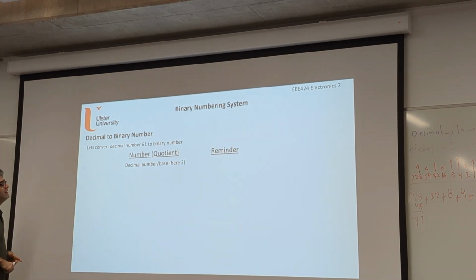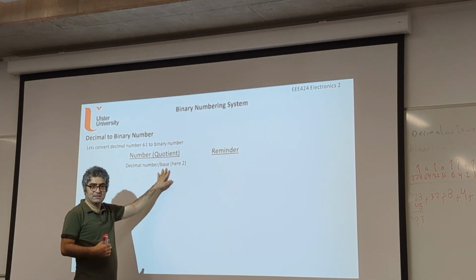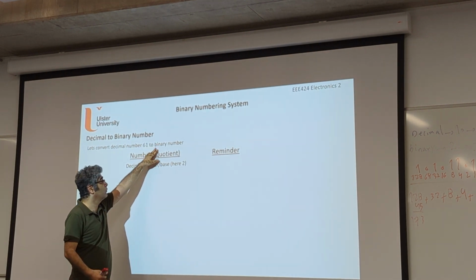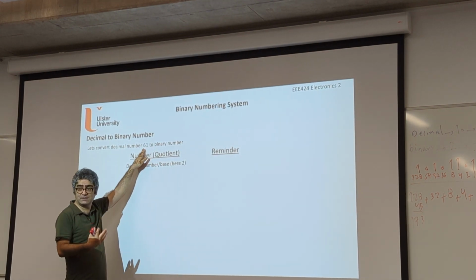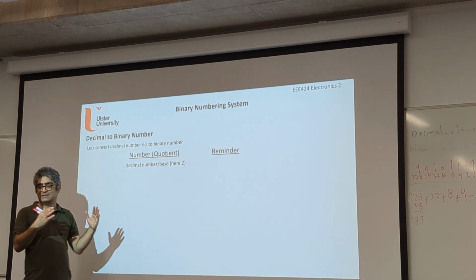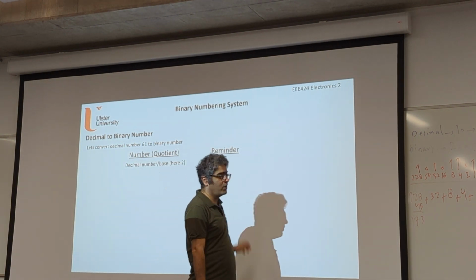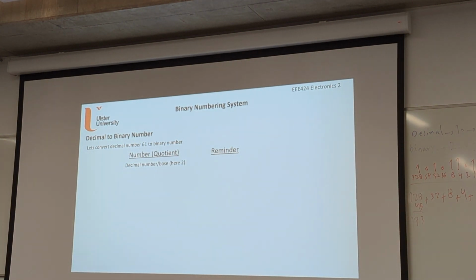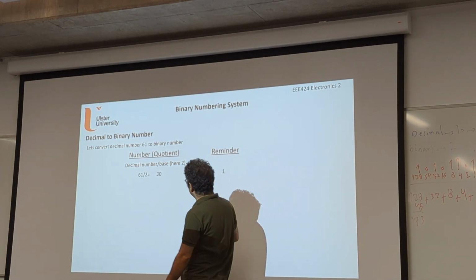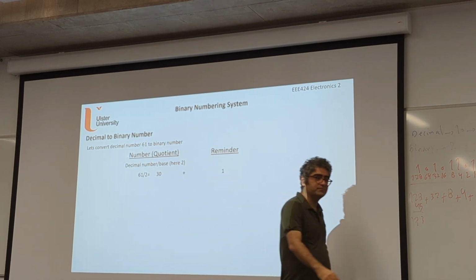In this case, we will divide the decimal number by the base. Here the base is 2. If you want to convert to octal, it would be 8. If you want to convert to hexadecimal, it would be 16. We divide the decimal number by the base and find the quotient and remainder. We keep the remainder, and then again we divide the quotient by the base, the next quotient by the base, until the value is less than the base. Then we keep that as the last quotient. So see, 61 over 2 gives us 30 plus remainder 1. We keep this, then 30 over 2. Next.